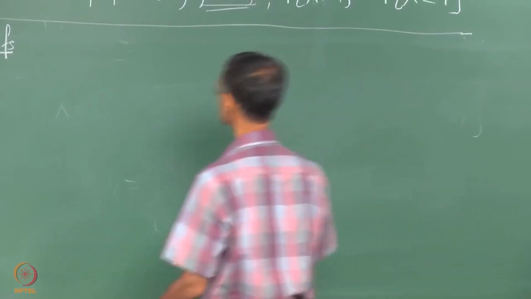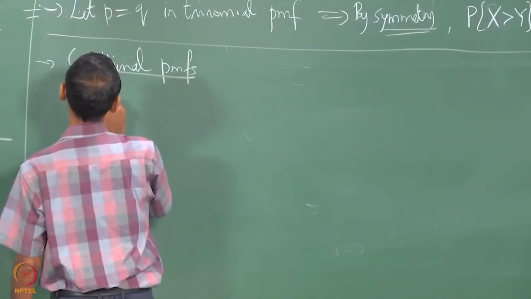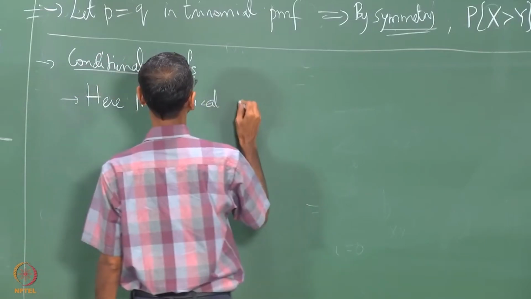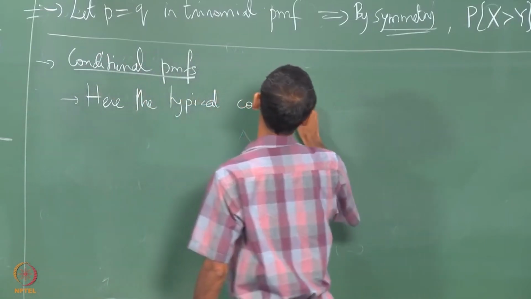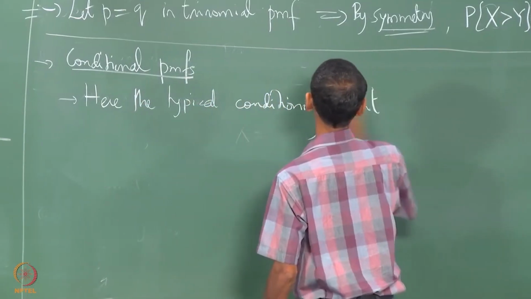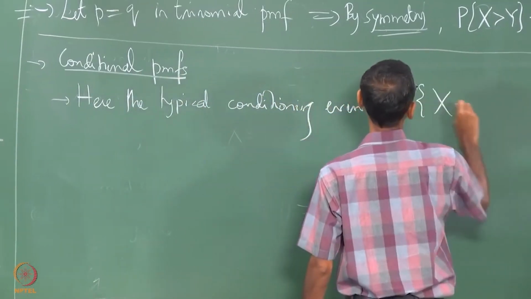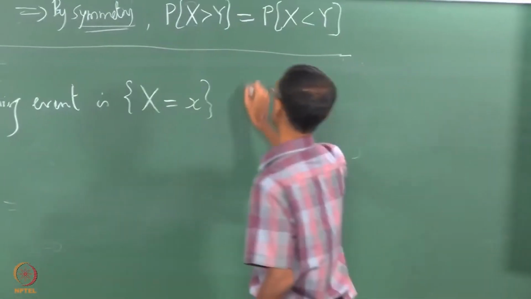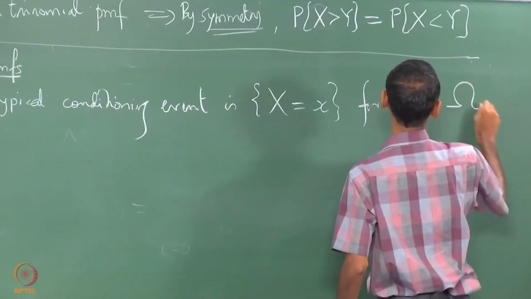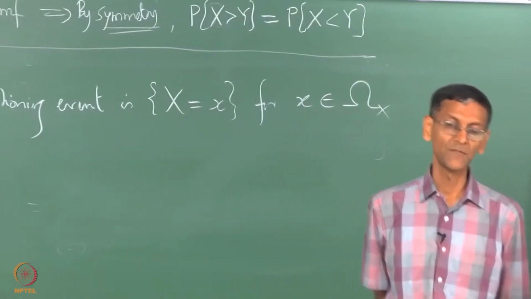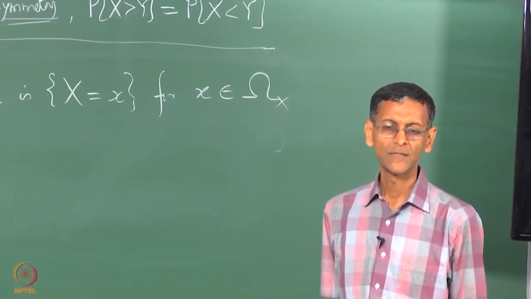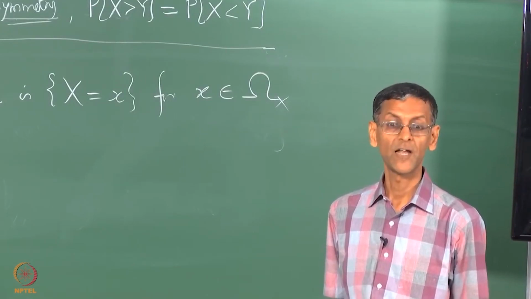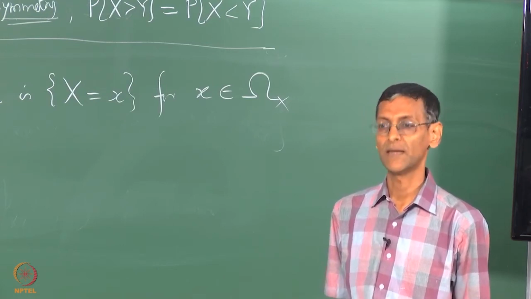So here the conditioning event is, let us say, X equal to x, an event of non-zero probability for some x in omega X. In other words, you have done the experiment and you observe that capital X has taken some value. What does that tell you about Y?